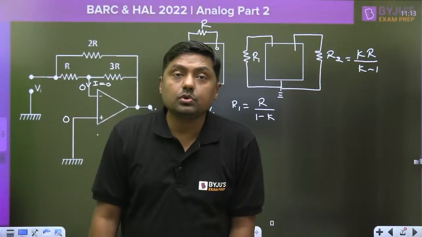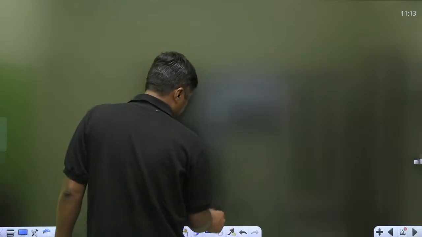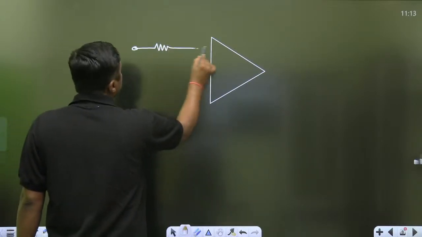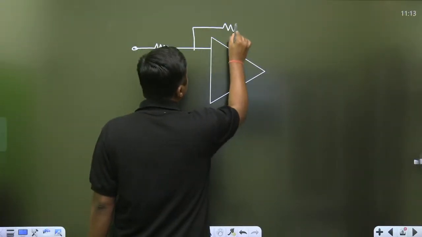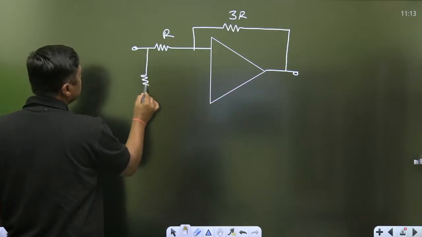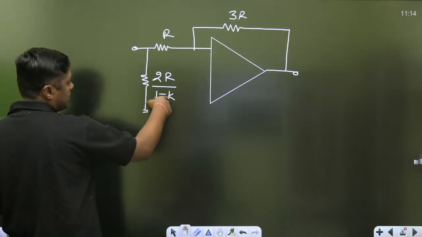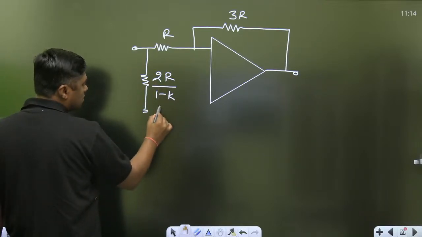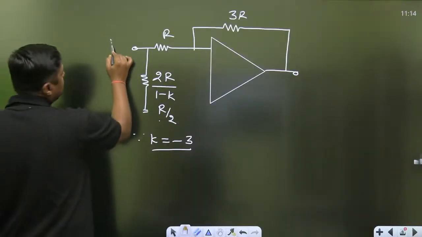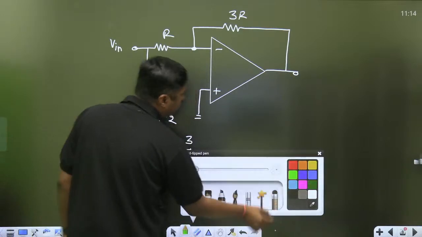Now you can apply the Miller's theorem. Miller's theorem means simply break this resistor. Now what is the resistor here? R. This resistor is 3R. And this is R. Break this resistor 2R. Here this will become 2R upon 1 minus K. What is the K? Already we have solved, -3. So 1 minus -3 will become +4. So 2R by 4, this becomes R by 2. K is equal to -3. Already we have proved this. Right? Now, this is the Vin. This is 0. Up to this point, always remember, the input resistance is R.